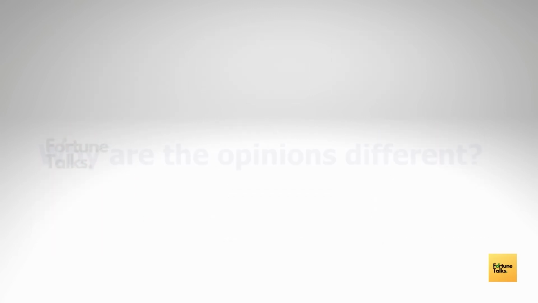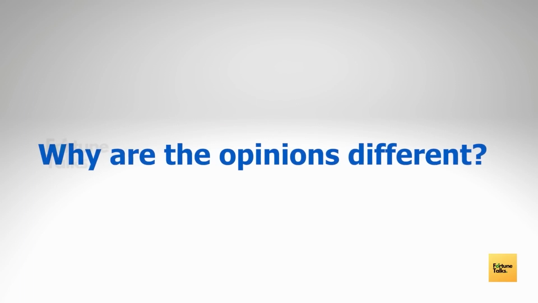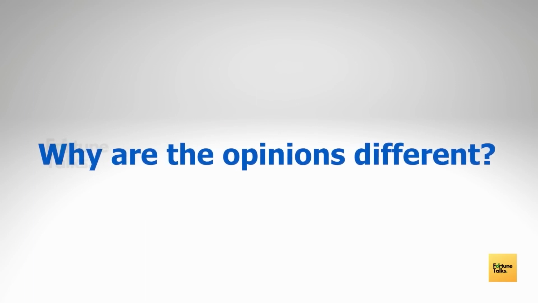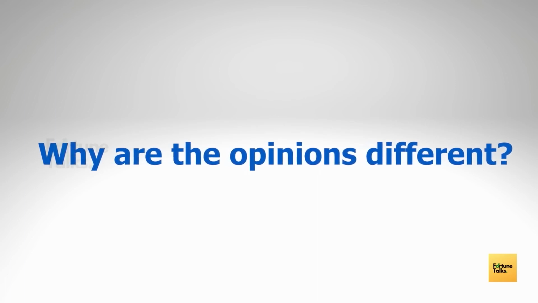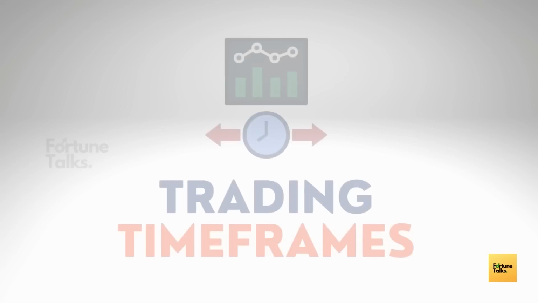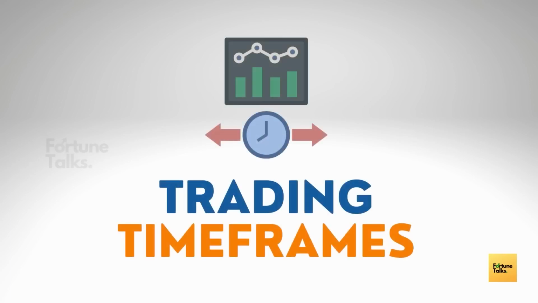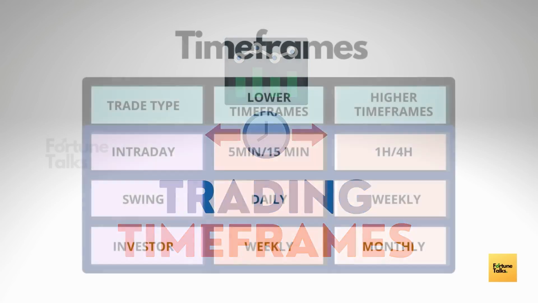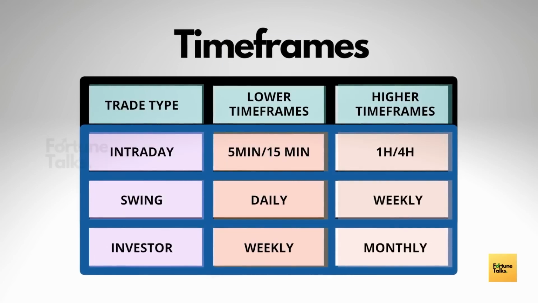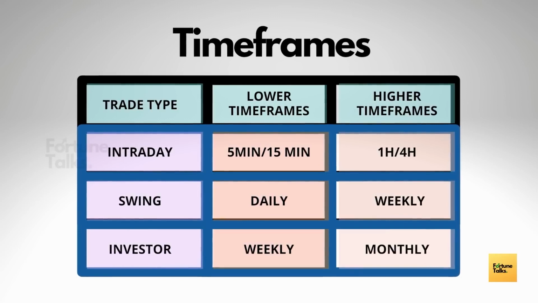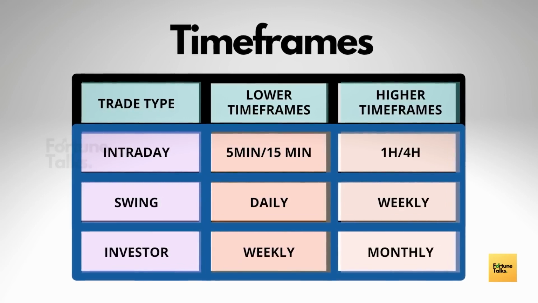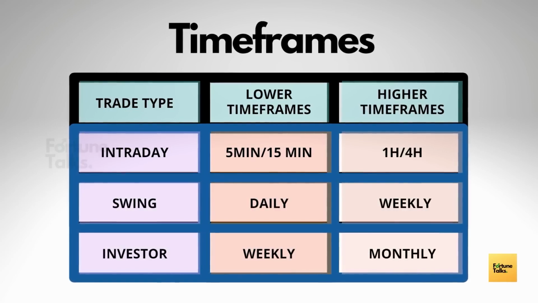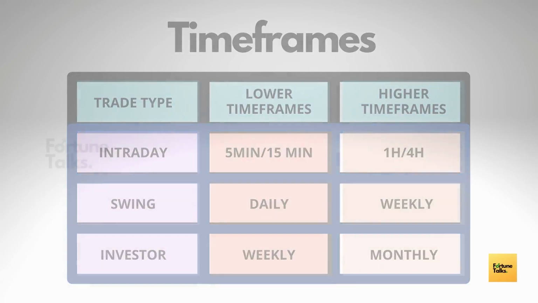What is the reason for different opinions? Why do different people have different views on the market trend given the same charts and same conditions at the same instance? The simple and straightforward answer is the time period that each trader used for their analysis. The investor might conduct his analysis on the monthly or yearly time frames, while the swing trader might be using the weekly or daily time frames. And for an intraday trader, the time frame might be 15 minutes or 5 minutes.